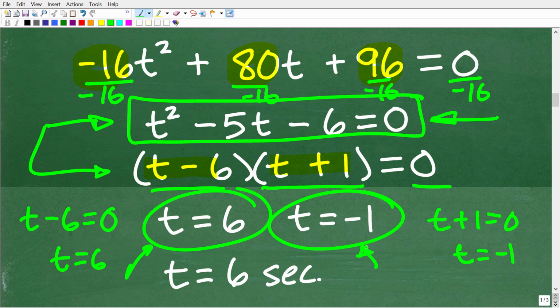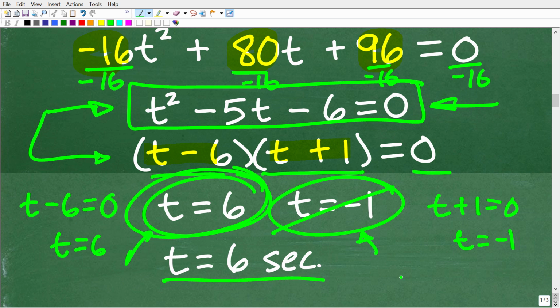But remember, t is time in seconds, so we don't really have negative seconds, so 6 is the correct answer. All right, so the total flight of this ball, when it hits the ground, is 6 seconds. Okay, so hopefully this makes sense to you, and keep this first little problem in mind, or how we use the function here to solve these problems, because I think you can figure a lot of these problems out.